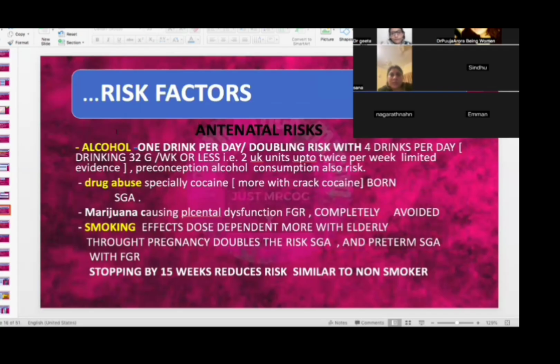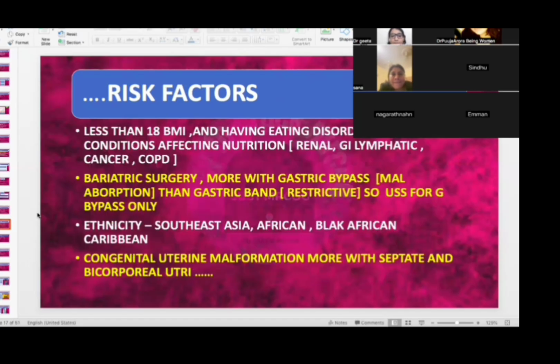Now, what are the risk factors in the antenatal period? Alcohol: 1 drink per day, or doubling the risk with 4 drinks per day. So if somebody takes 4 drinks per day, it will double the risk compared with someone taking only 1 drink per day. Drinking 32 grams per week or less, that is 2 UK units up to twice per week, is the evidence which shows it is less risky, though it is always suggested that there should be an alcohol free and smoking free environment.